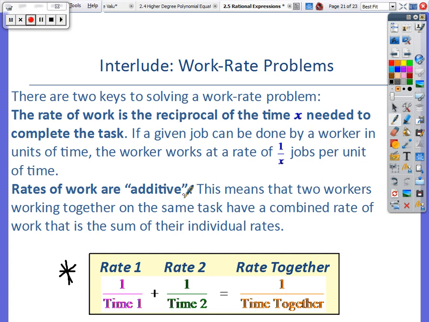So if you had a leak in the pool while you're filling it, it's probably going to fill, but it's going to take a lot longer because you have something working against it. So 1 over x, 1 over time is what we're looking at.